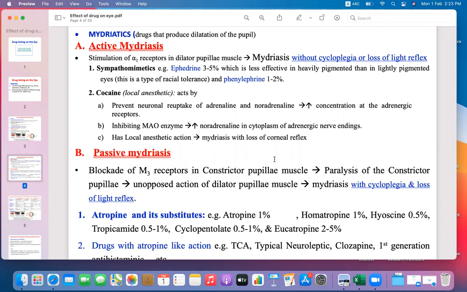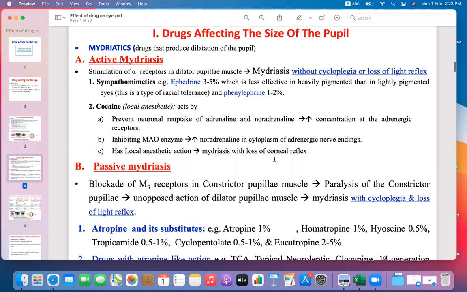So which are these drugs? Let us see active mydriasis: the sympathomimetics ephedrine and phenylephrine are examples of active mydriasis. And the second example is cocaine. Cocaine is a local anesthetic.